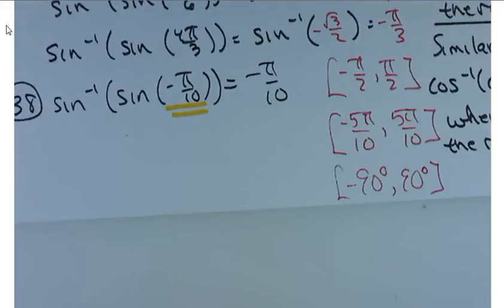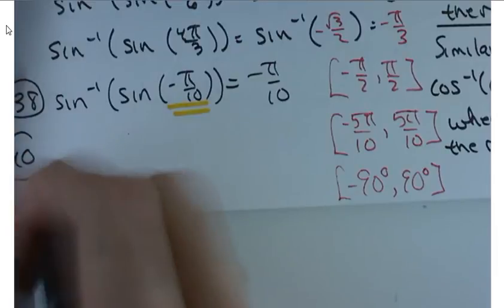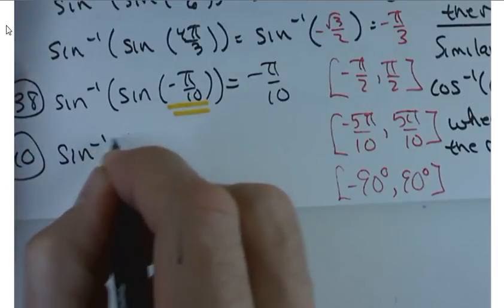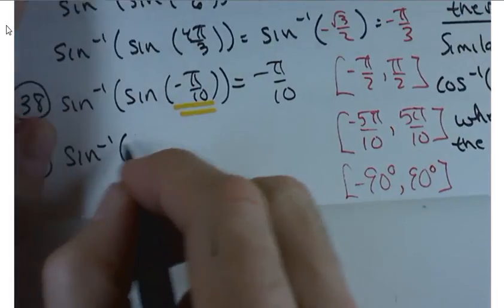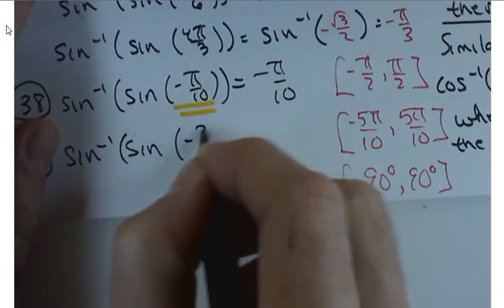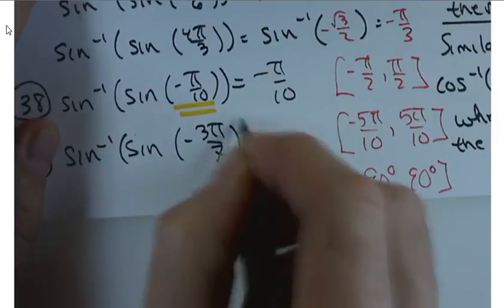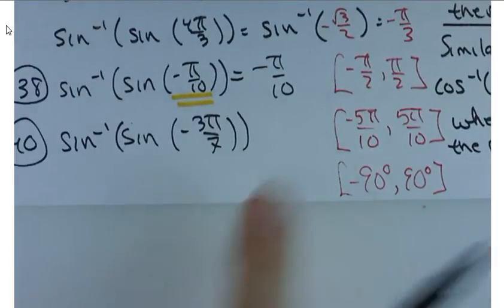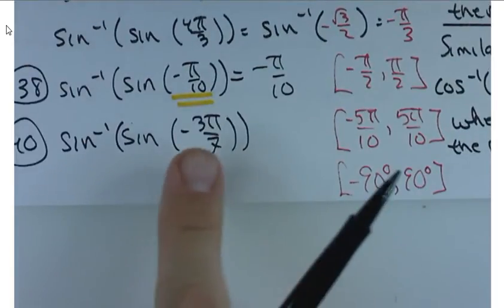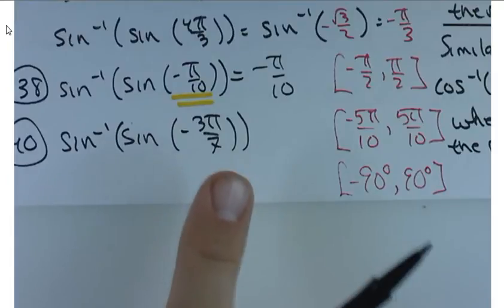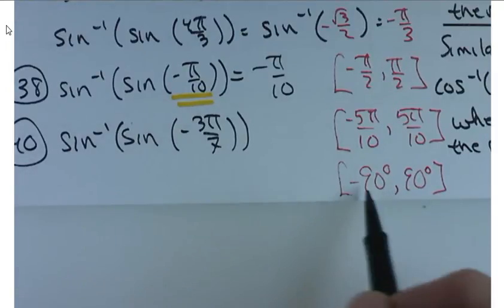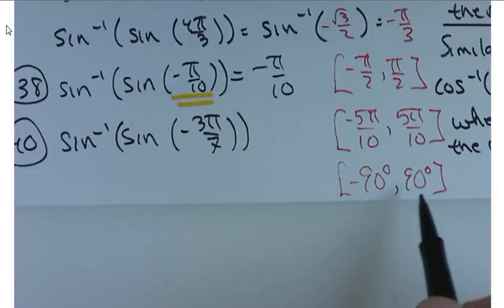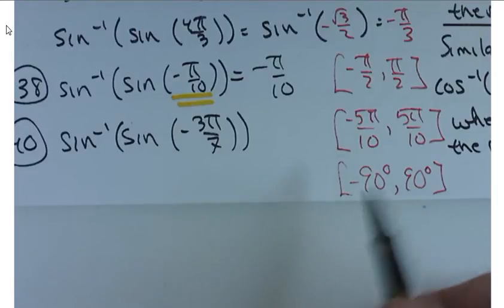Let's try number 40. Sine inverse of the sine of negative 3 pi over 7. This one, if you're a fan of the degree method, it's not going to convert to something nice and easy, but you should be able to tell if it's going to be between negative 90 and 90. I mean, that'll be clear.